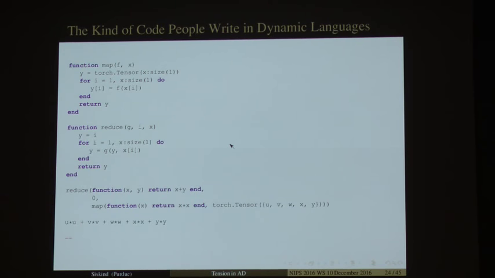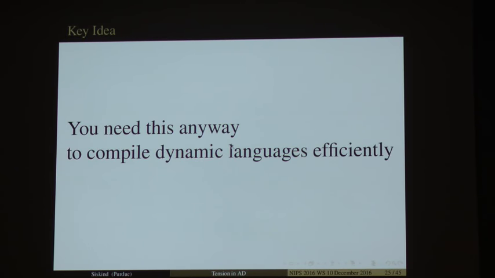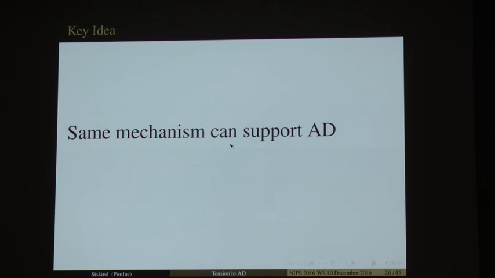But if you don't, you have all of this overhead of function calls and looping variables, accessing data structures, indirection into memory, allocation of new variables, and garbage collection when they're no longer used. So if you really want performance, the kind of performance you get out of XLA and TensorFlow, you have to do this transformation from this to this. So you need this anyway to compile dynamic languages efficiently. And the punchline is, the same mechanism can support AD. Everything I've shown so far has nothing to do with AD, but AD can be added on top of this simply.